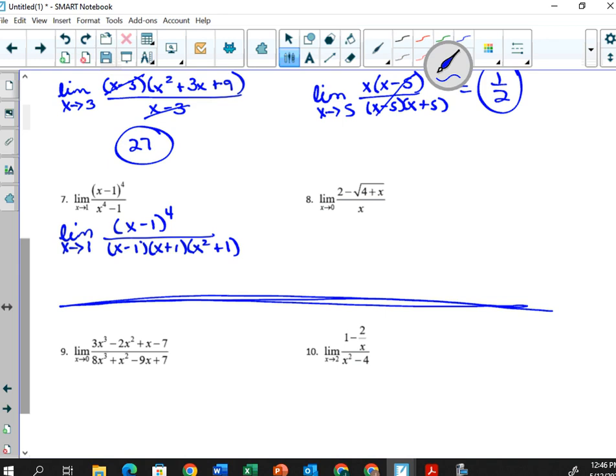Okay, I can cancel out one of the x minus 1, so that top one is now down to 3. And what do you get when you plug 1 in? Just 0. It's fine to have 0 in the numerator as long as you don't also have 0 in the denominator. So 0 is the answer.